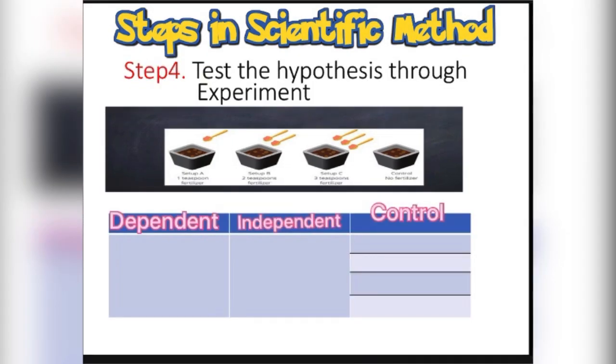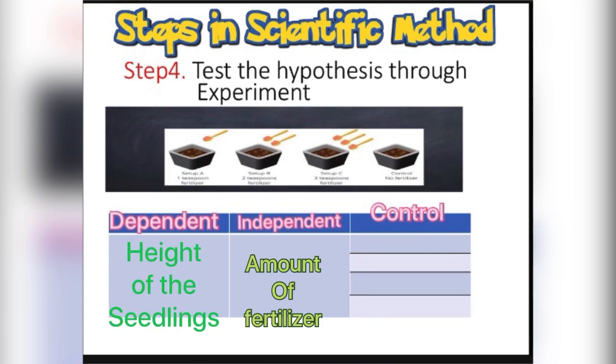An independent variable is the variable you purposely manipulate or change. And in this experiment, our independent variable is the amount of fertilizer. At dahil binago natin ang amount of fertilizer, ang magiging epekto nito ay siyang magiging dependent variable. Dependent variable is the variable that changes in response to the independent variable. And in this experiment, our dependent variable is the height of the seedling.